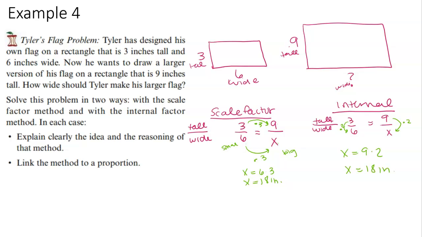So that is 2 different ways to solve the same thing using 2 different methods. Link this to a proportion. Here's the proportion, y'all. It's 3 over 6 equals 9 over x. Or you could say 6 over 3 is equal to x over 9. There are lots of different proportions that you can use, depending on how you related it.